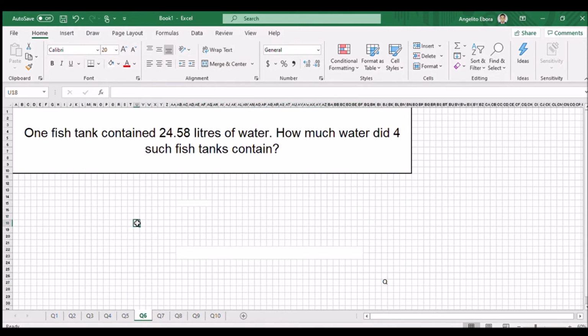Let's move on to question number 6. One fish tank contained 24.58 liters of water. How much water did 4 such fish tanks contain? So again, let's say this one is the fish tank that contains 24.58 liters. I think I need to make it bigger. Liters.